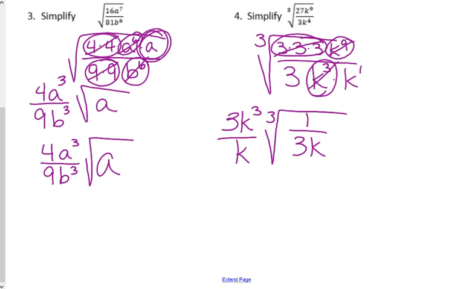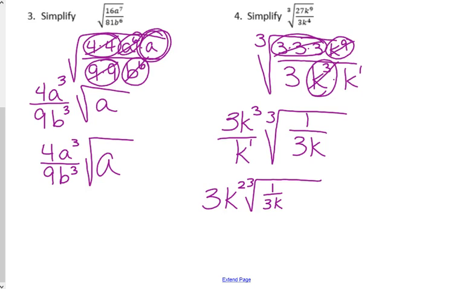Now, we're not done with this problem because notice how we have 3k to the third over k. K to the third is divisible by k. So we're going to divide k to the 3 over k. And remember, when we divide exponents with the same base and different exponents, we subtract the exponents. So we have k to the third over k to the first. We're going to keep the 3 as is. 3 minus 1 is 2. So we're going to have 3k squared times the cube root of 1 over 3k.